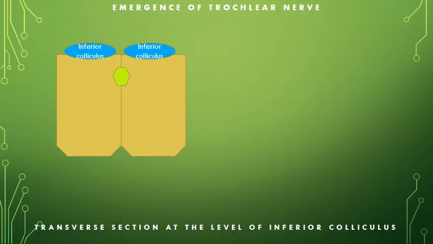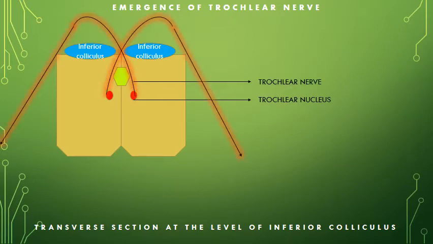At the level of the inferior colliculus, the fourth cranial nerve, the trochlear nerve, emerges from the trochlear nucleus. But the pathway of the trochlear nerve is different, because it goes backward and then turns to the front, rotating around the inferior colliculus.